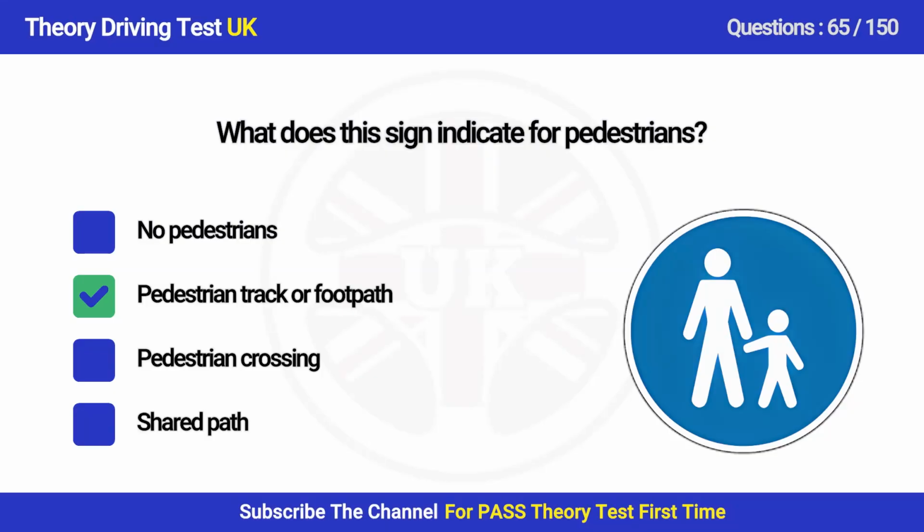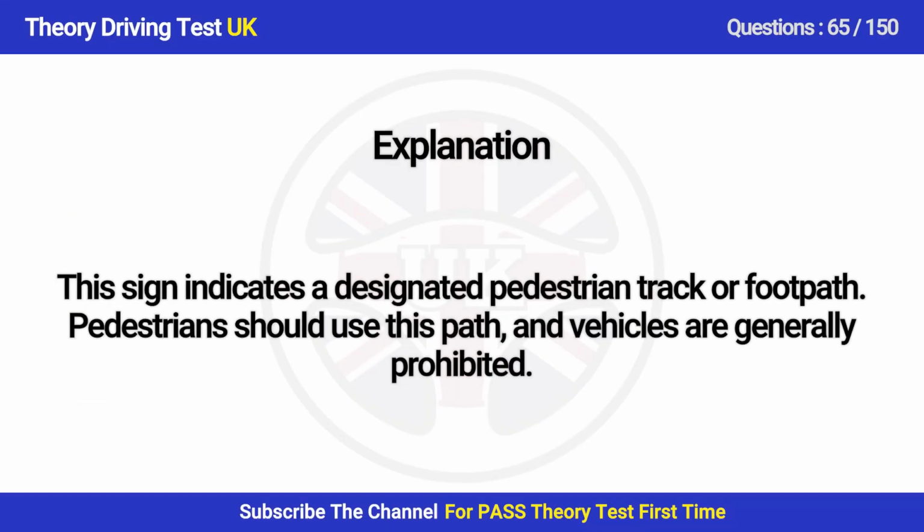Answer is B. Pedestrian track or footpath. This sign indicates a pedestrian track or footpath. Pedestrians should use this path, and vehicles are generally prohibited.